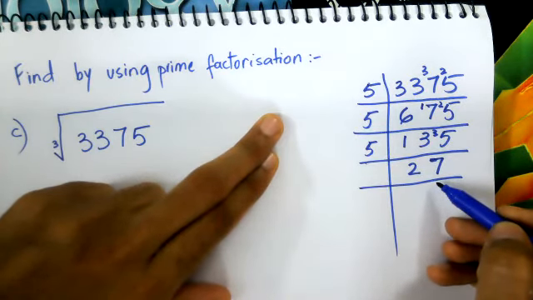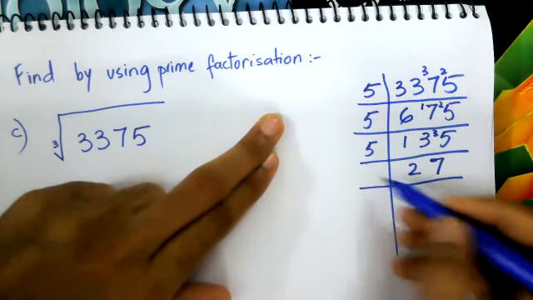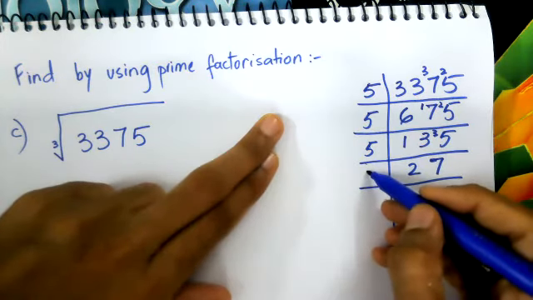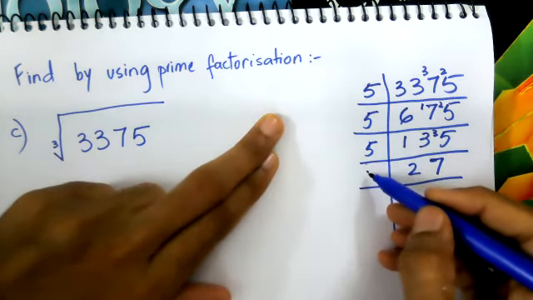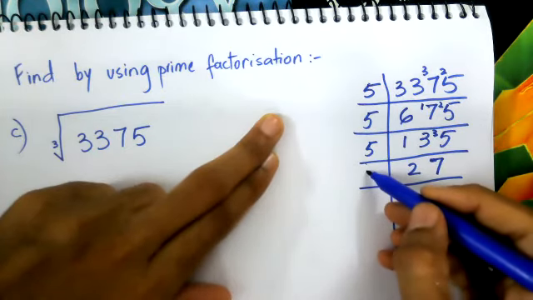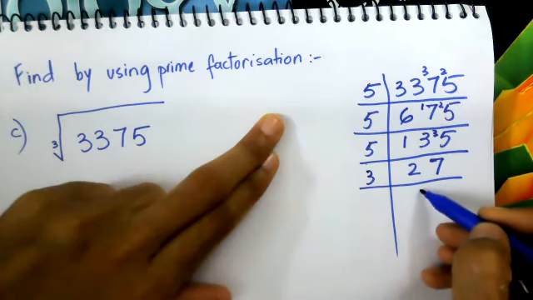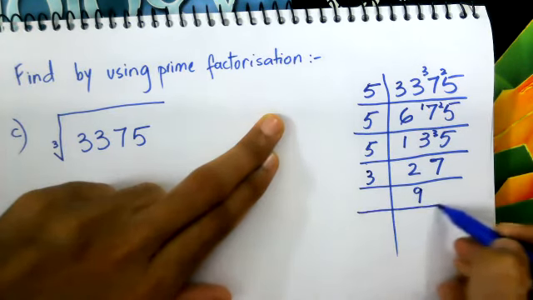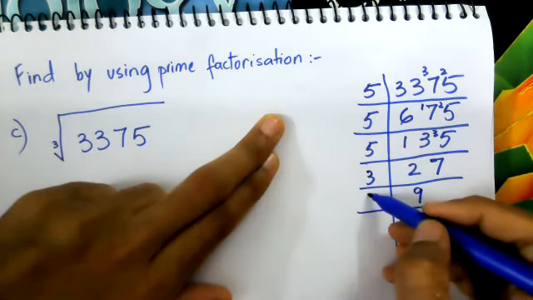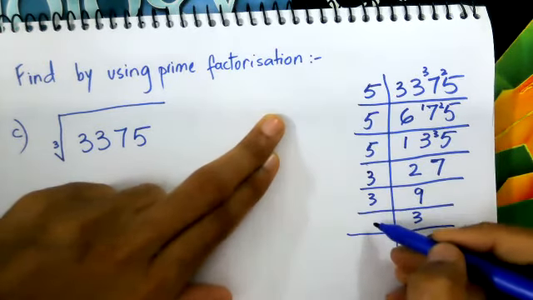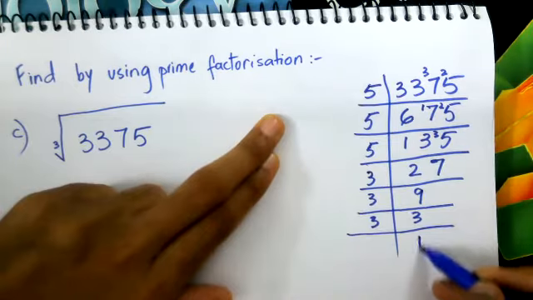Yeah, this is 27. So which number will you divide 27? Teacher, by 3 we'll do it. By 3, yes. So Arham, you tell me now. Teacher, then we'll do 27 by 9. Very good. 3 9s are 27. Then 3 3s are 9. Very good. 3 1s are 3.